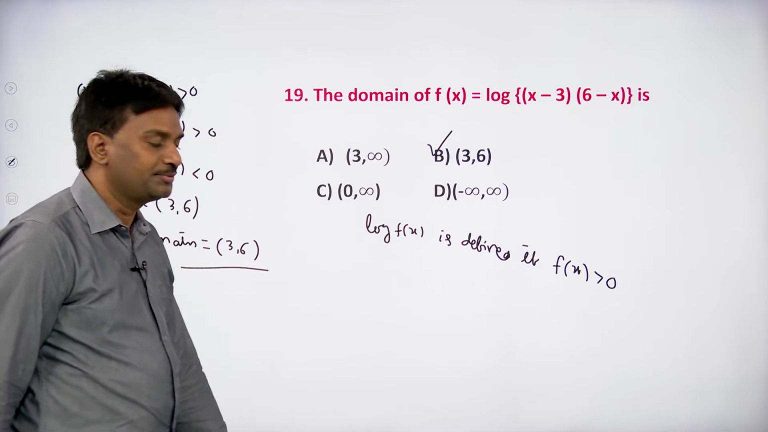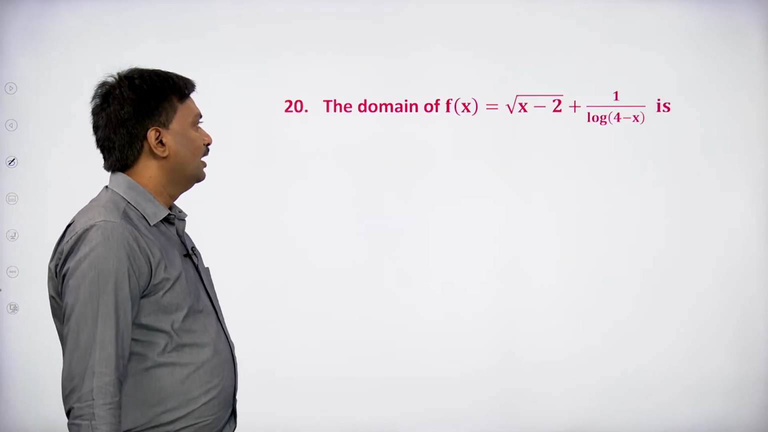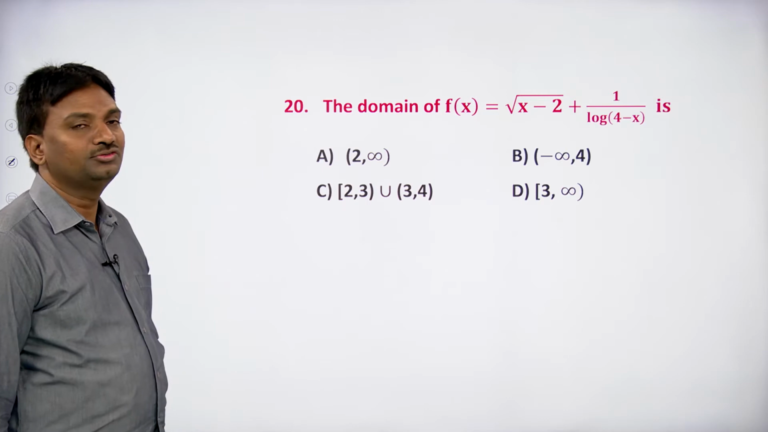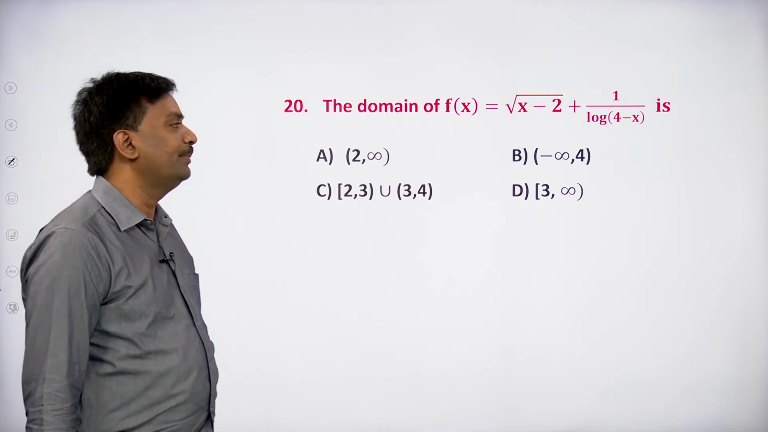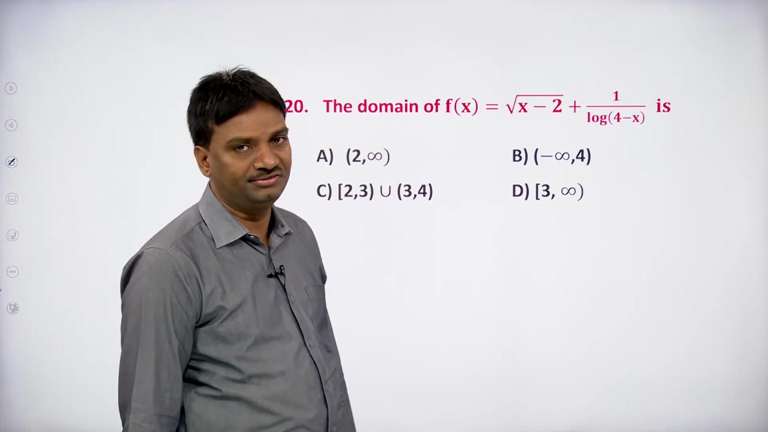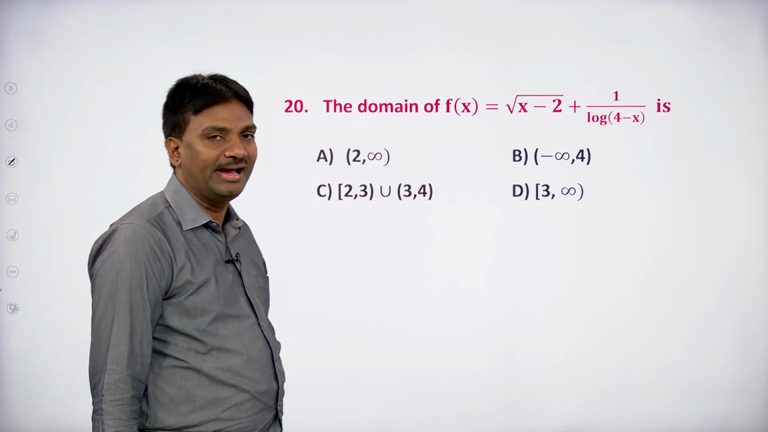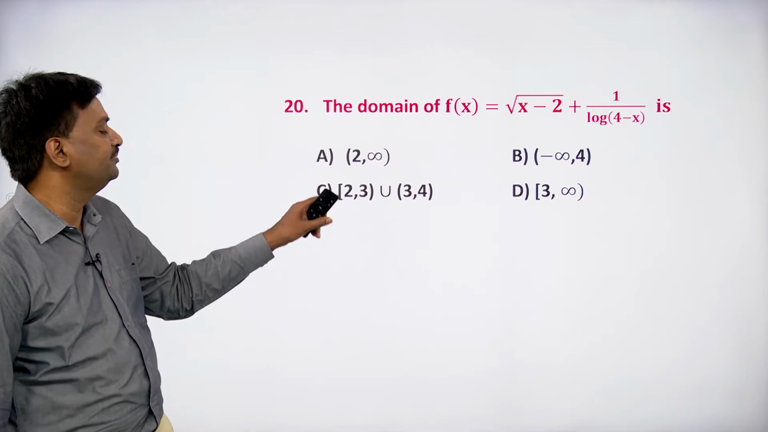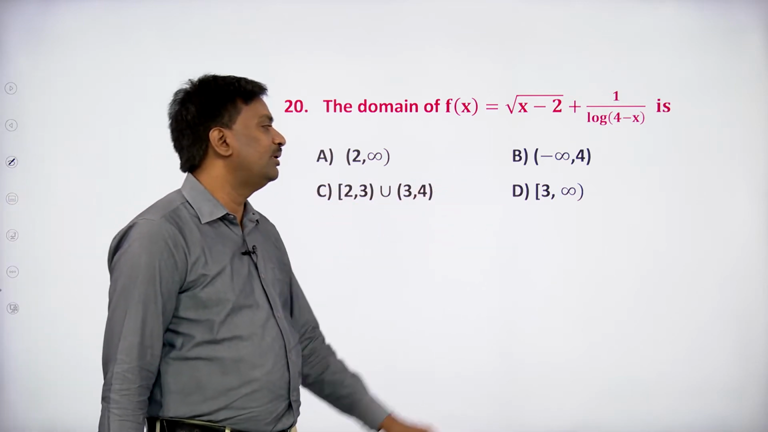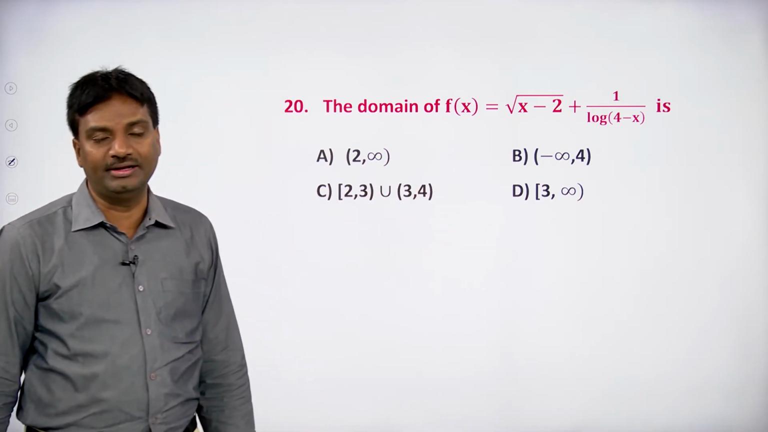Next, let us go to the next problem. Now, the domain of f of x equal to square root of x minus 2 plus 1 by log of 4 minus x is. Options are given as A 2 comma infinity, option B minus infinity comma 4, option C 2 comma 3 union 3 comma 4, and option D 3 comma infinity.